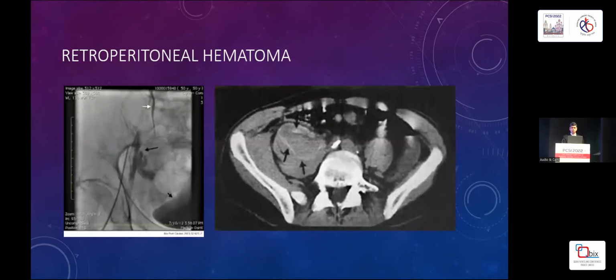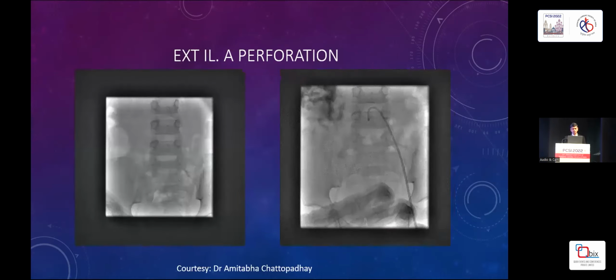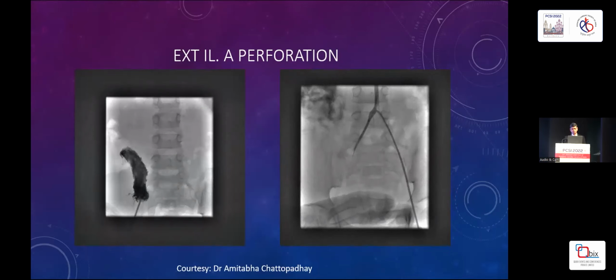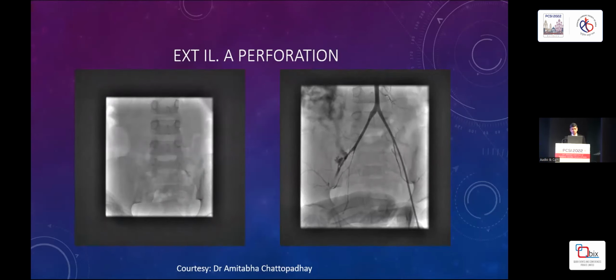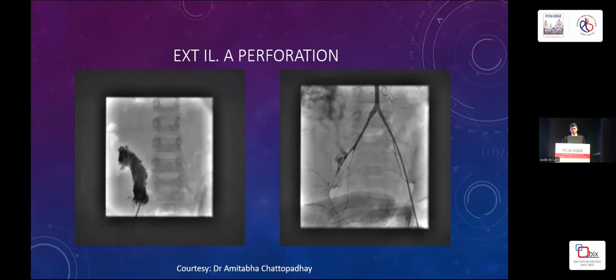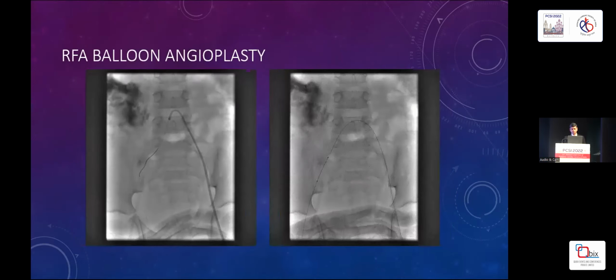Retroperitoneal hematoma is mostly because of inadvertent rupture of the artery, mostly the femoral or iliac artery. Then it may cause retroperitoneal hematoma. So this is one example. This slide I took from Dr. Amitabh Chattopadhyay. This is an iliac artery rupture, and you can see from the other side also we are injecting. After just inflating a balloon for some time, the rupture was okay. Then the patient went home.